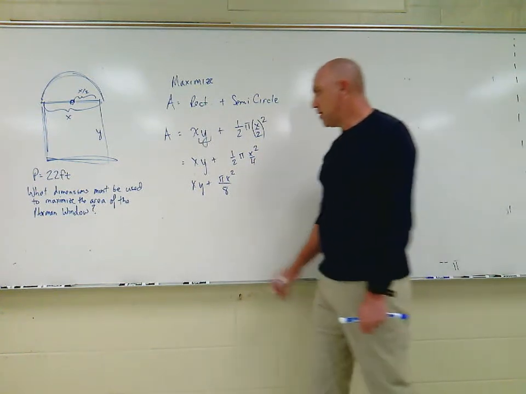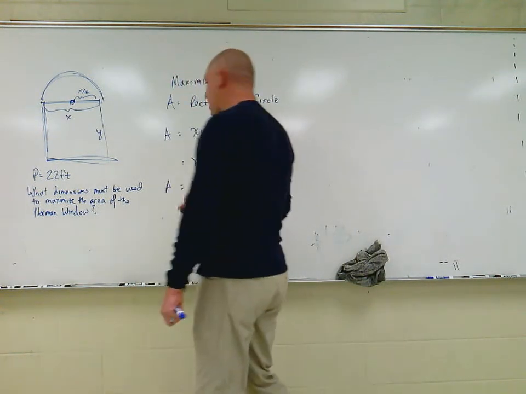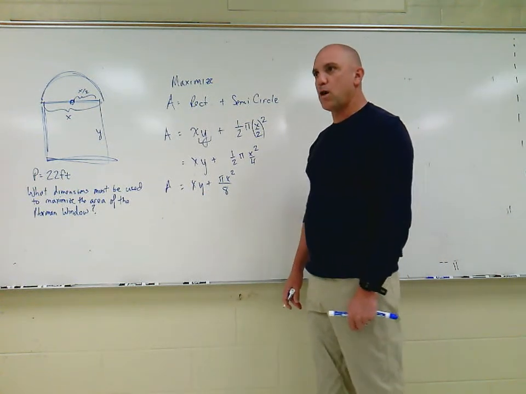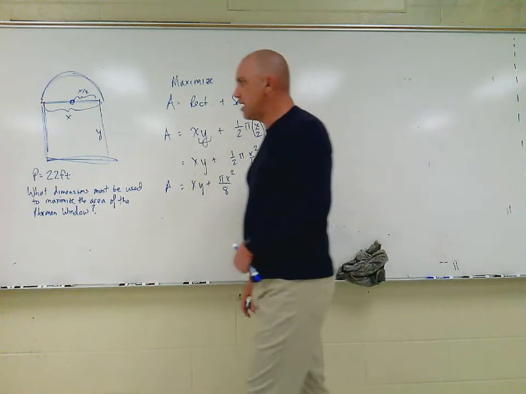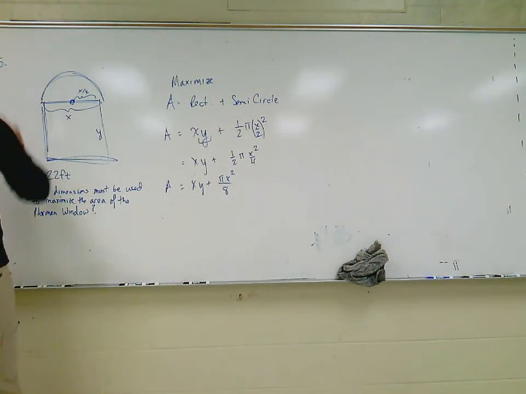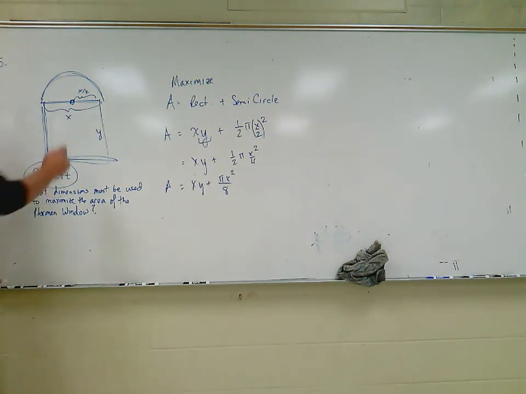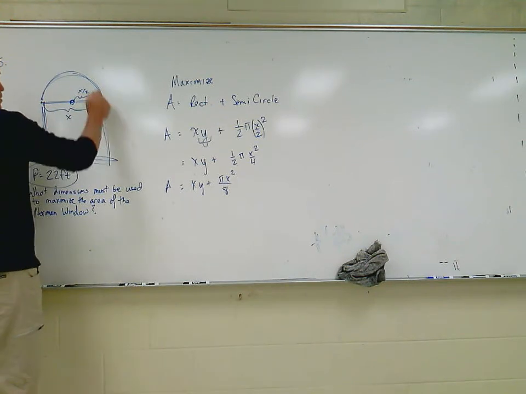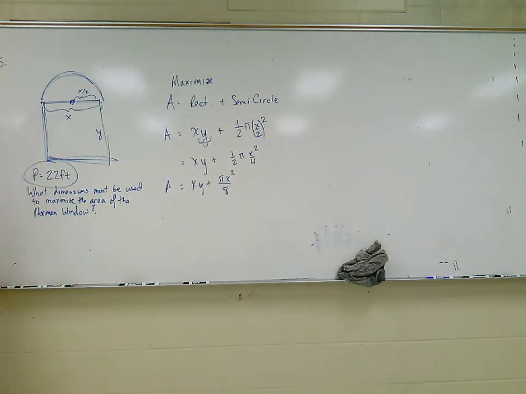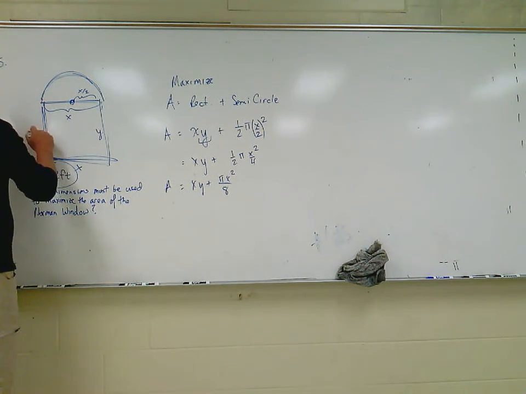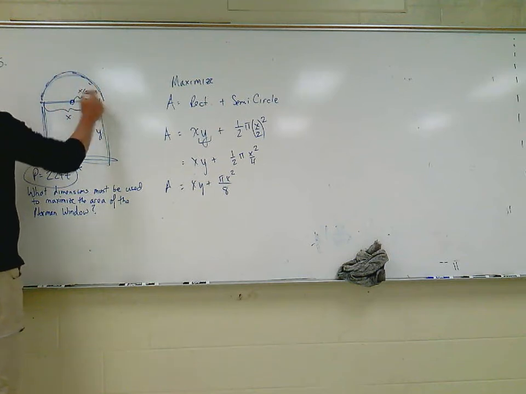All right, better, but my area is still in terms of x's and y's, so I've got to get rid of the y. That's where this other bit of information comes in, that the perimeter is 22. Perimeter, you would not count this middle as perimeter. Perimeter is here, here, here, and around the circle. So let's see. This is x, that's y, and then we've got to do the distance around.